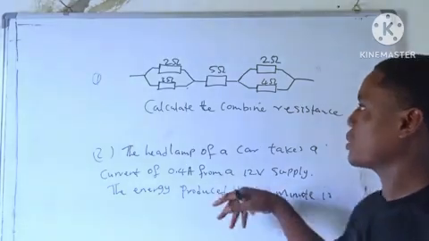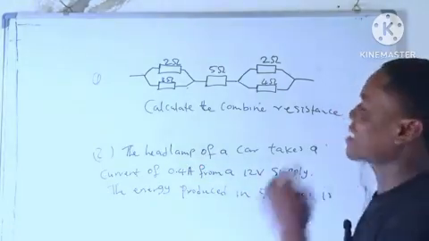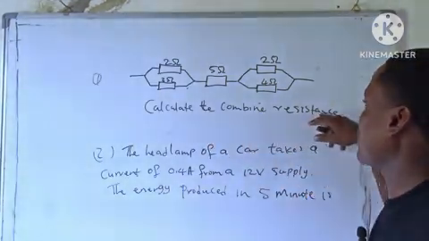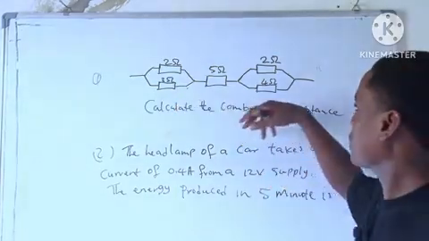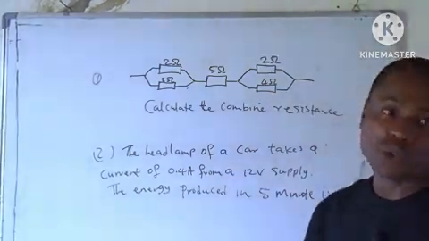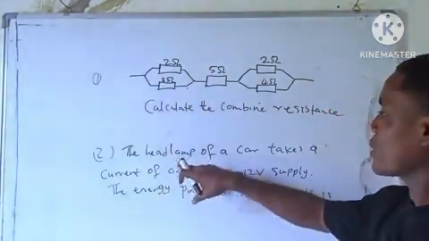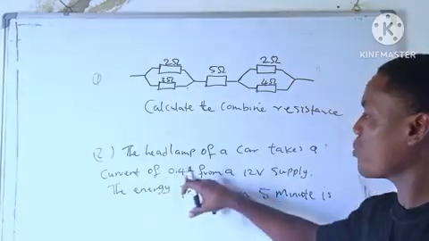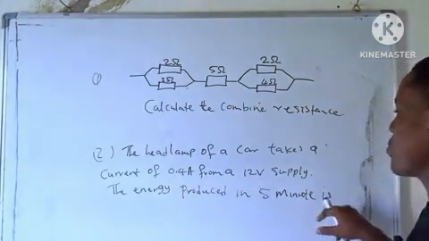Okay, so we have two questions here. The first question is very simple. Look at the first one. They said calculate the combined resistance. You know these two are connected in parallel, right? So you know what to do. And then look at the second one. The headlamp of a car takes a current of 0.4 ampere from a 12-volt supply. The energy produced in 5 minutes is what?